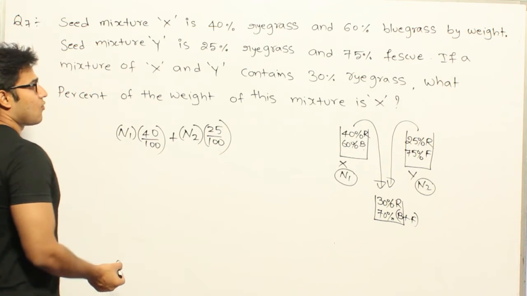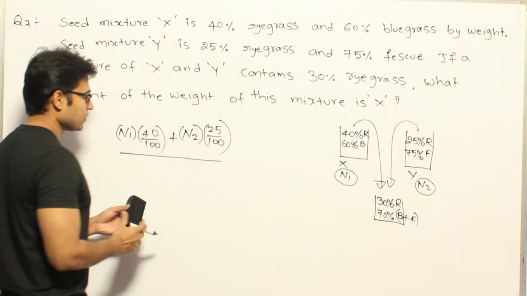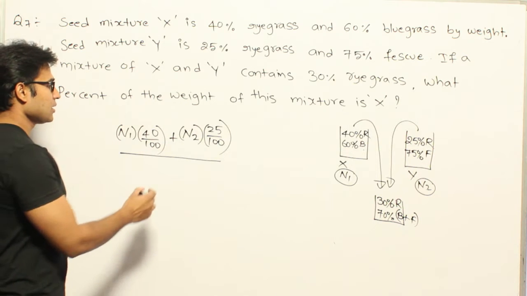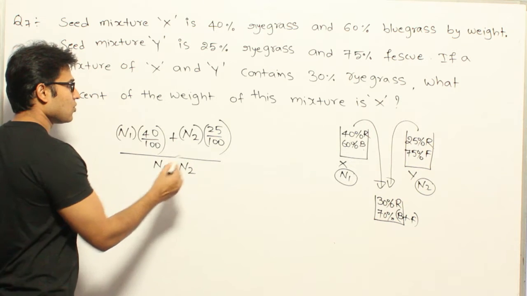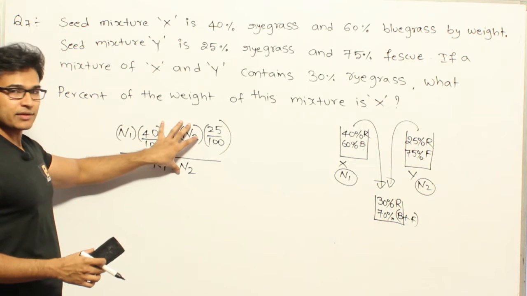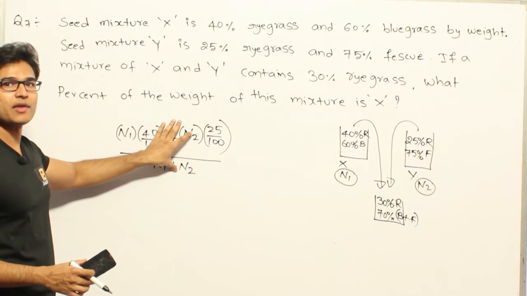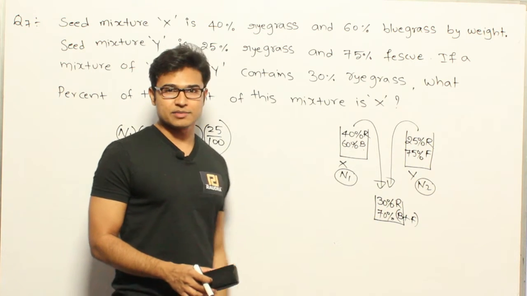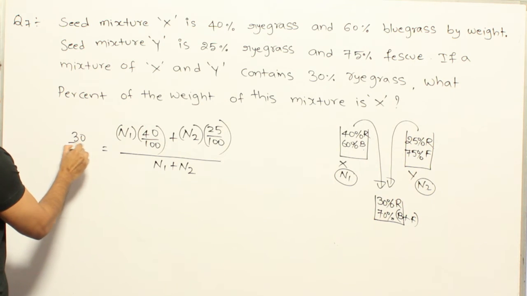And now what will be the total percent? So if this is the total amount of ryegrass present, what is the total weight in the final mixture? The total weight is N1 plus N2, right? So what does it mean? By writing like this, I'll be finding out the percentage of ryegrass in the final mixture. They have already given this number. The total percentage of the ryegrass present in the final mixture is 30%. So you can write it as 30 by 100.